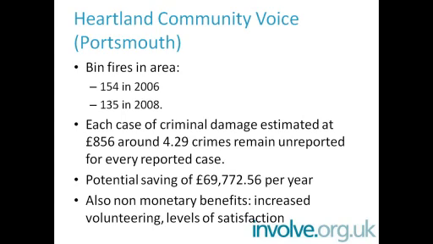But then, of course, on top of that, you've also got the non-monetary benefits that you can't put a price on. Increased volunteering, level of satisfaction. So in this area, over 2 years, public satisfaction in policing went from 50% to 75%, and the satisfaction with the local area went from 50% to 80%. Now, you can't put a monetary value on that, but do you see how being able to show that, yes, we save money through doing this engagement, and on top of that, we've also seen a really impressive increase in satisfaction. That's a very compelling argument.